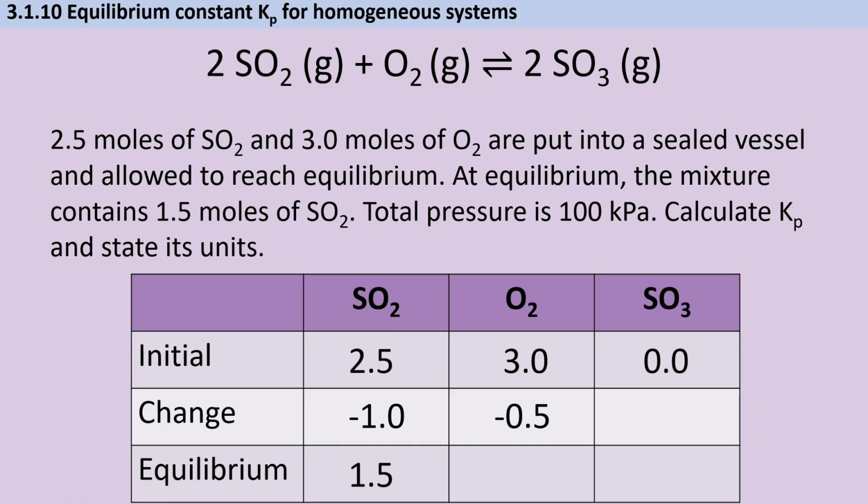So my oxygen is only going to decrease by half a mole because that and the sulfur dioxide are in this 1:2 ratio, whereas the sulfur trioxide will also increase by a whole mole. So that gives me my equilibrium moles. But remember, at this point we're not finished. We need to convert these back into partial pressures before we can put them into the expression.